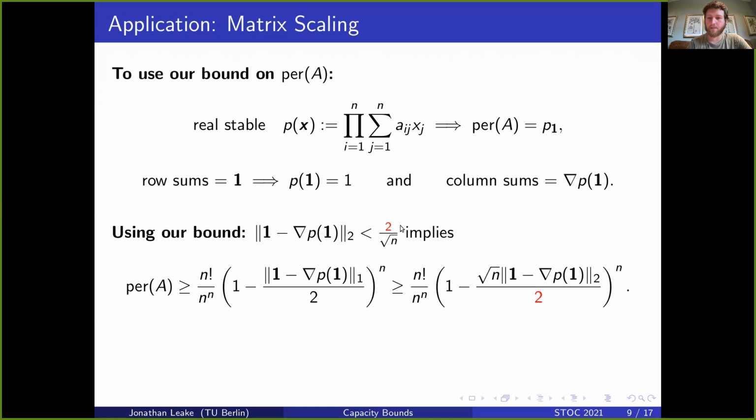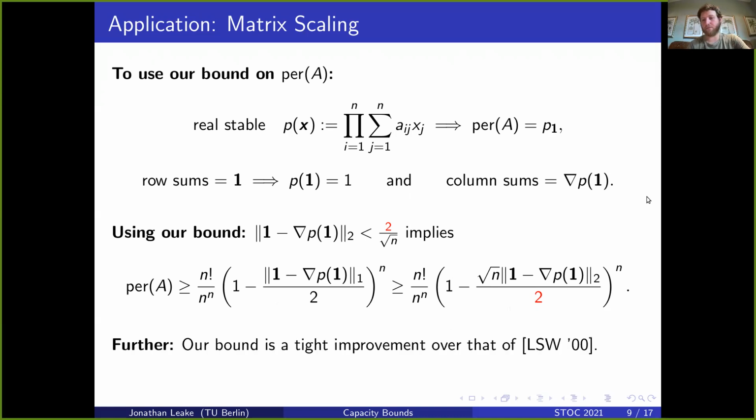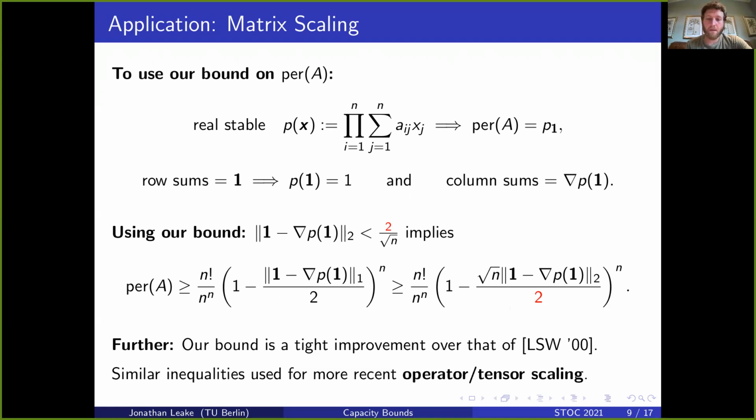It says that the permanent, this all ones coefficient, is bounded below by this quantity. And if you exchange this out for the 2 norm using the standard thing, we actually improve upon the bound of the previous slide. And in fact, this gives a tight improvement over the bound that they got. Okay. And also this type of inequality and this type of idea is used for these more recent operator and tensor scaling algorithms.